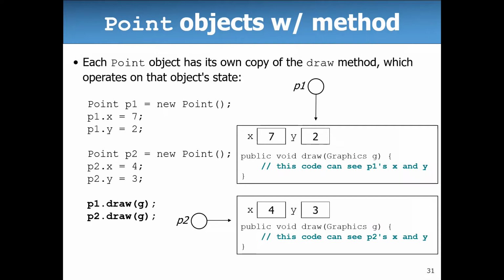What they often say is that each object has its own copy of the draw method, and each object has its own data. So if you've got one that's at 7,2, this first point object is going to have 7 for x and 2 for y, and it has its own draw method, and it only sees its x and y values. And then point 2 has 4 and 3 as its x and y coordinates, and it can only see its 4 and its 3. So it's not going to get confused about whose data it has.